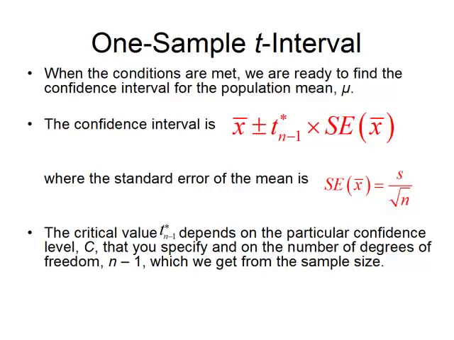When the conditions are met, we are ready to find the confidence interval for the population mean mu. The confidence interval is x bar plus or minus T star times the standard error, where the standard error of the mean is s over radical n. The critical value T star depends on the particular confidence level C that you specify and on the number of degrees of freedom, n minus 1, which we get from the sample size.